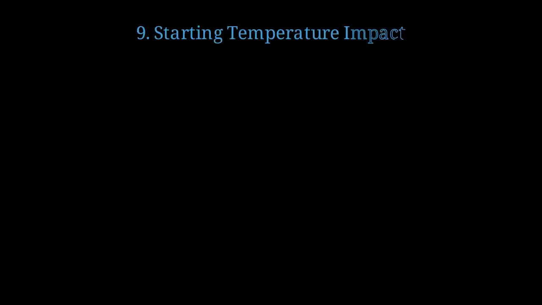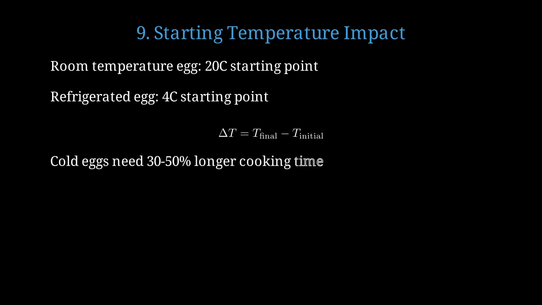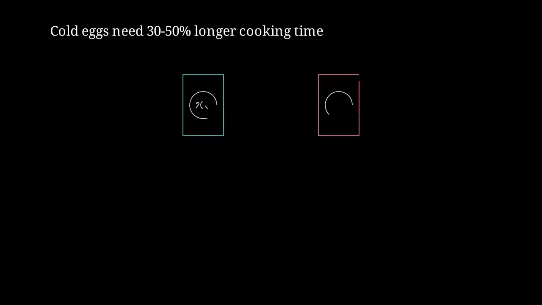The initial temperature of the egg dramatically affects cooking time. A room temperature egg starts at approximately 20 degrees Celsius before cooking begins. A refrigerated egg starts much colder at about 4 degrees Celsius. The temperature difference to cover is delta T equals T final minus T initial. Cold eggs from the refrigerator need 30 to 50% longer cooking time than room temperature eggs. Starting from a lower temperature means more total heat must be transferred, extending cooking time significantly.